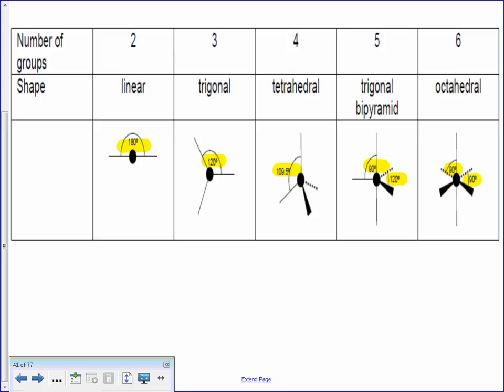Whenever we're talking about angles, it's easy now because you've seen the structures. Whenever you built them, you were able to see a linear structure. The linear structure has a bond on the left, a bond on the right.